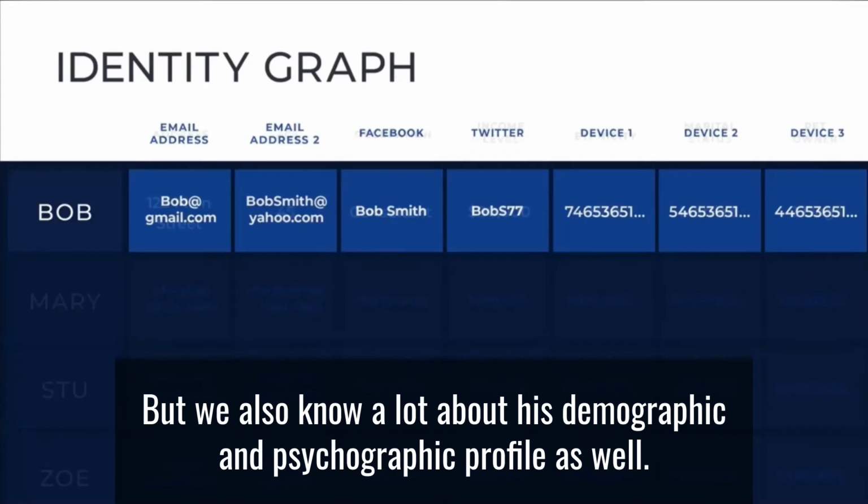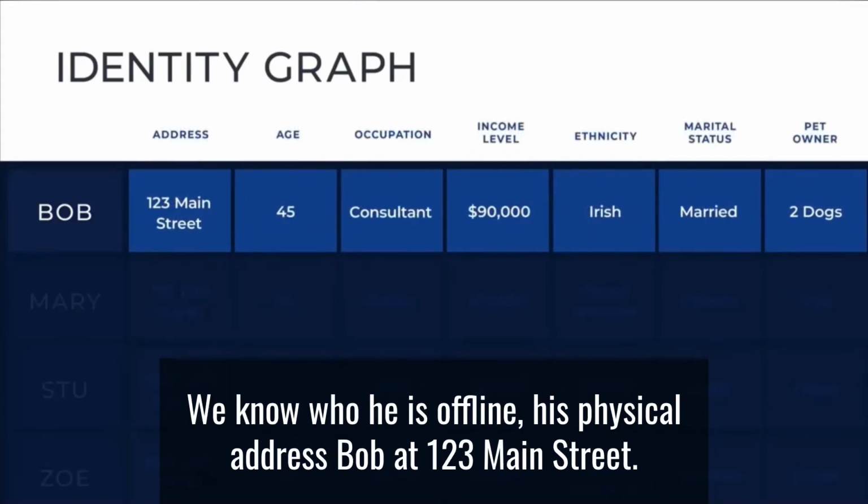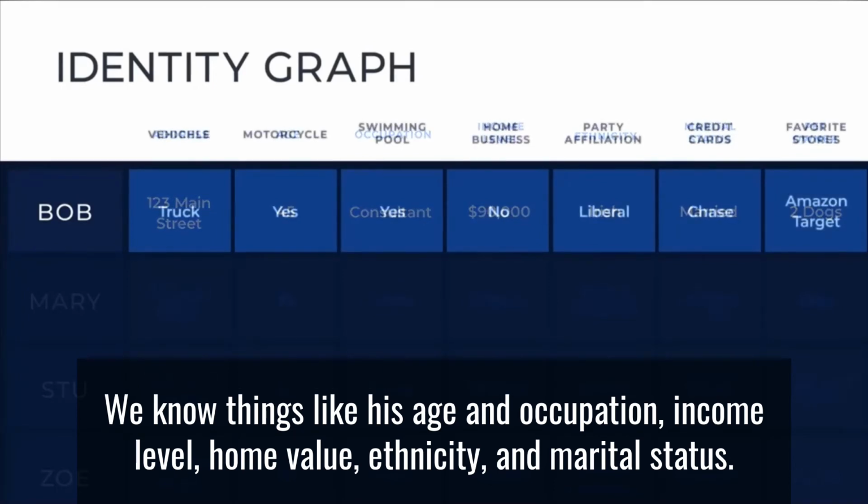But we also know a lot about his demographic and psychographic profile as well. We know who he is offline, his physical address, Bob at 123 Main Street. We know things like his age and occupation, income level, home value, ethnicity, and marital status.